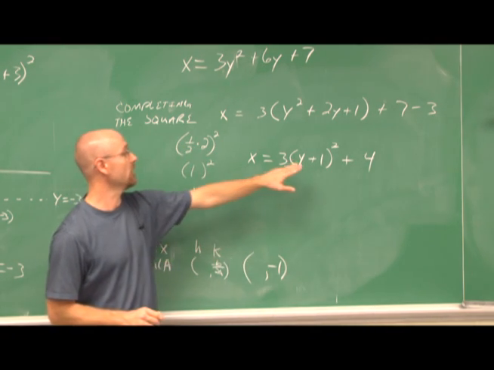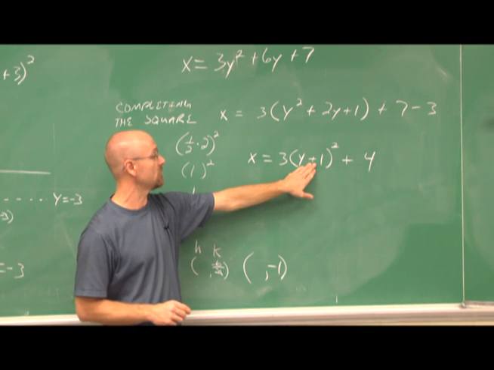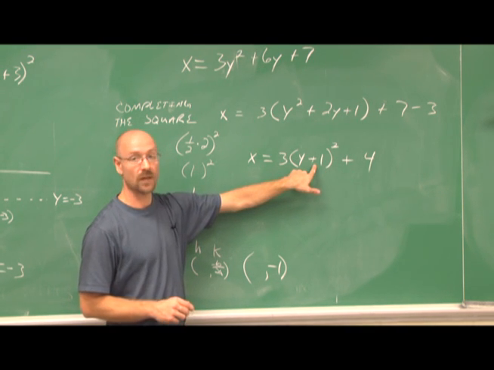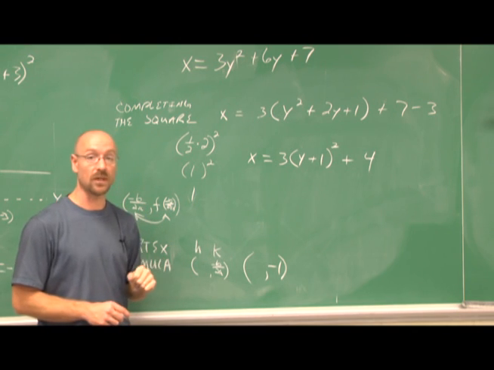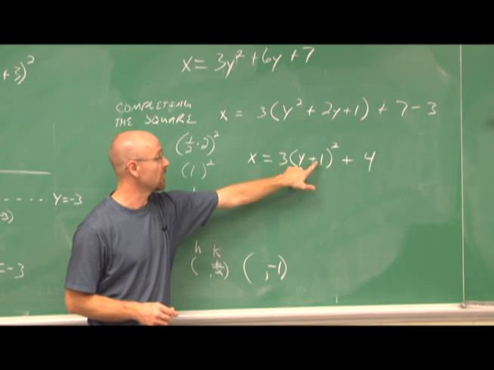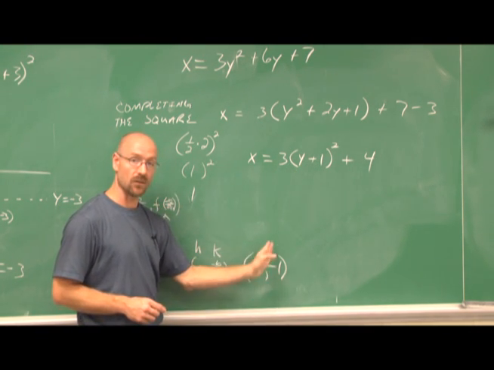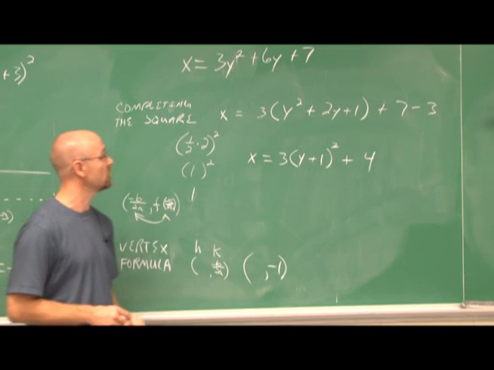I just found the k value to be negative 1. If we look here, what was our k value? It's always the opposite of what we see in here. Well, that would be negative 1. So that's a true statement. It worked. We found k, because k affects y, it is in the y value of our point for our vertex.